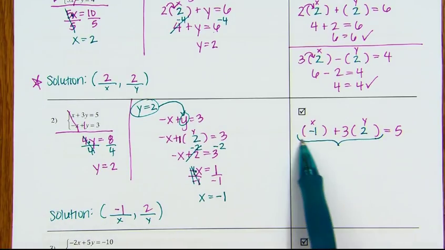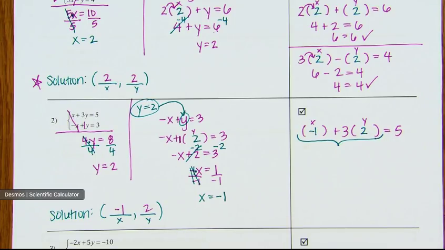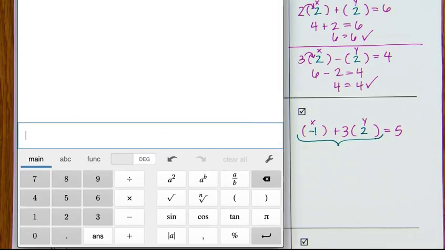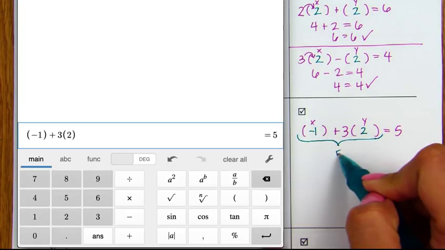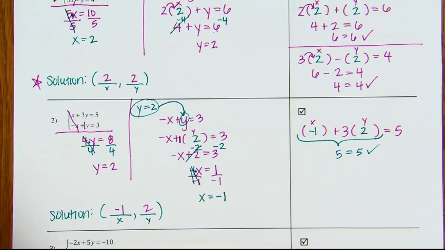What I want to make sure is this equals 5. So let's go ahead and get a calculator and let's plug in what we have. We have a -1 and we're going to be adding 3 times 2. Does it equal 5? The answer is yes. So it checks out.